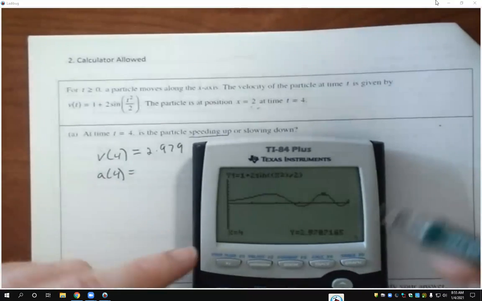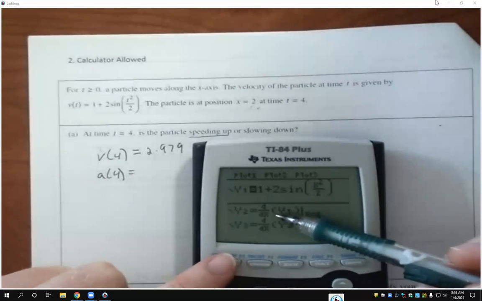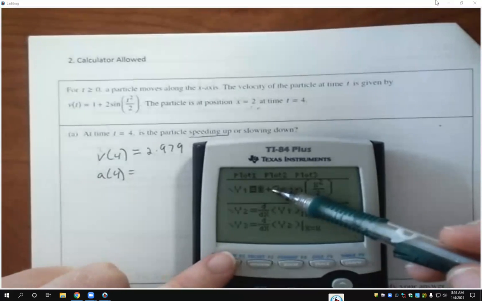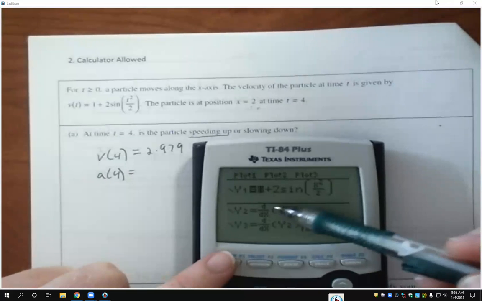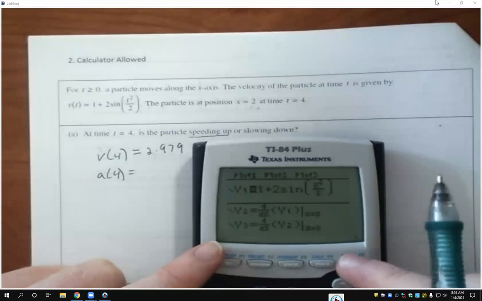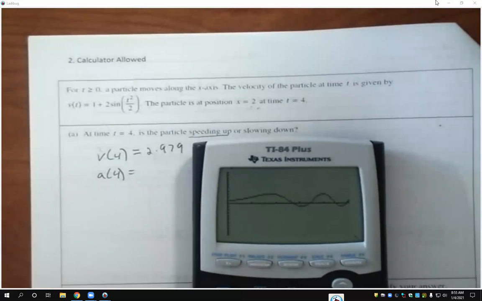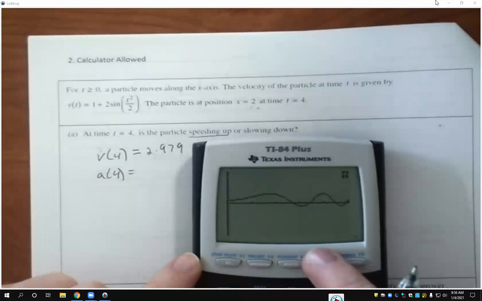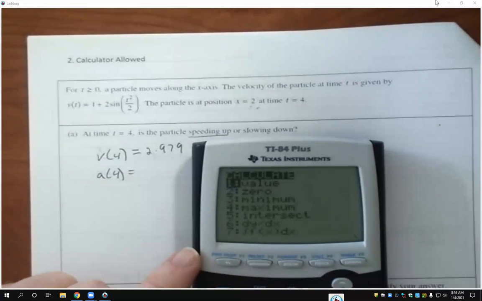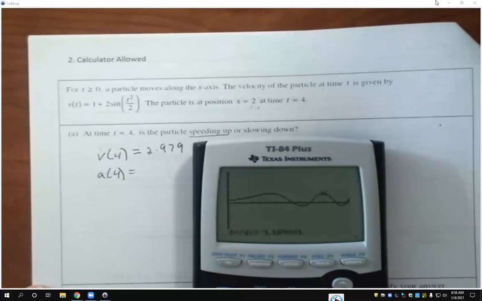Okay, I could either go back into y equals, graph the acceleration function, turn off the velocity function, and trace there at 4, or I'm in velocity, I could just find the derivative at 4, which is the acceleration. So that's what I'm going to do. Okay, so I'm going to go second calc, option 6, which is the derivative at 4, and I get a value of negative 1.164.